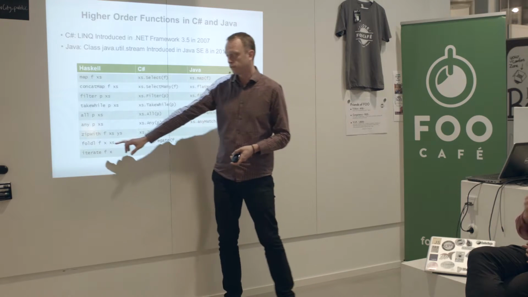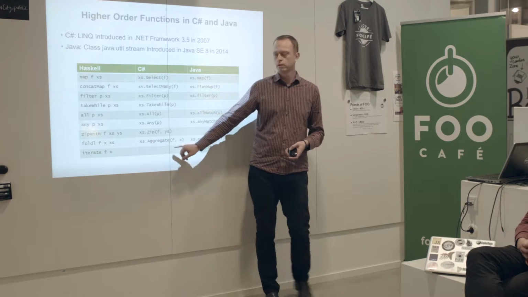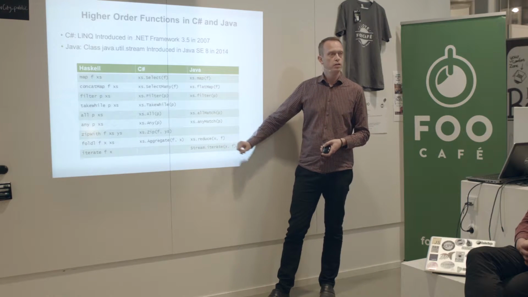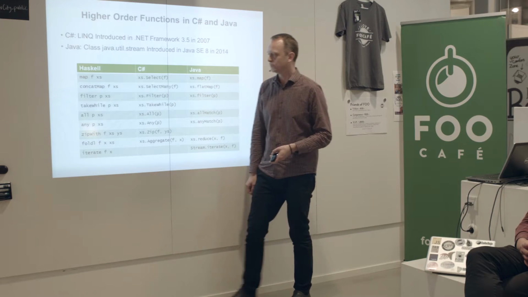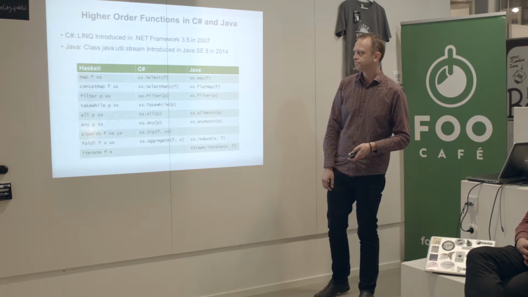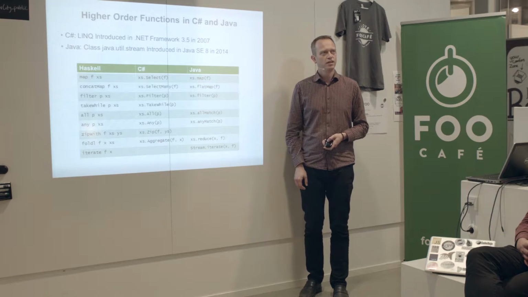The fold function is called aggregate in C#. It's called reduce in Java, but it does the same thing. It looks like both of them are doing the foldl thing, but there could be settings for that I'm not aware of. So, any questions on this so far?